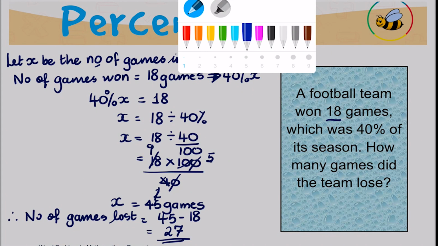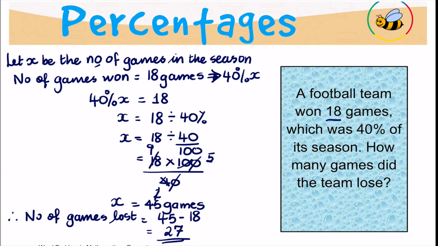So we take it again very quickly. X being the number of games in the season is an assumption. The number of games won, 18 games, we picked that from the question. That equates to 40% of all the games in that season, and that's also from the question. We have an equation that 40% of X is equal to 18.